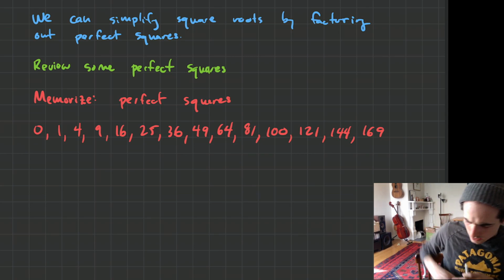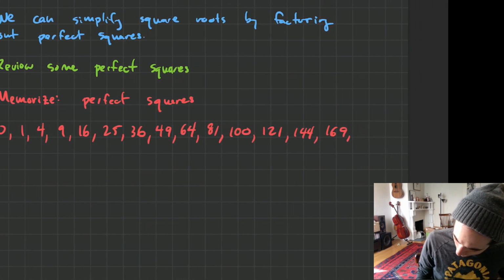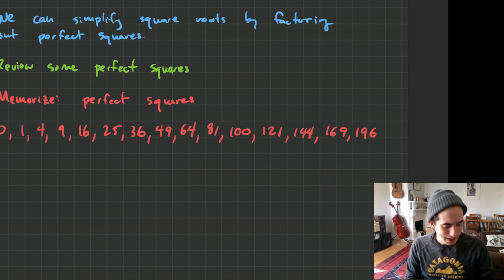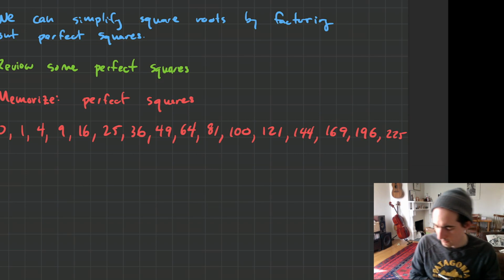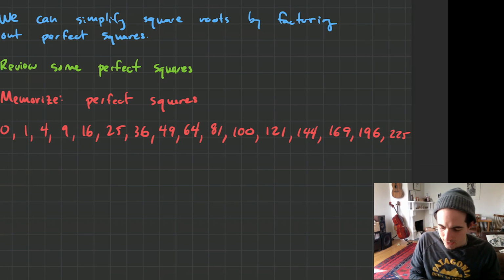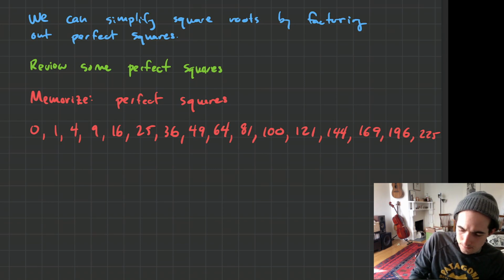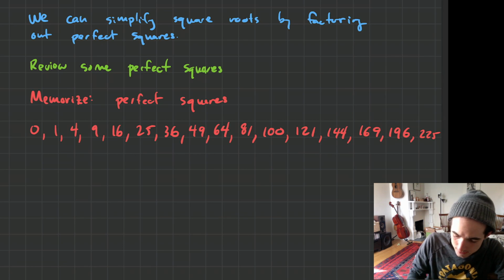If you wanted to, you could do the next one, which is 196. That's 14 squared. You could keep going, obviously; 225 is the next one, 15 times 15. I think that if you memorize this list, you'd be golden. But at the bare minimum, what I require you to memorize is up to 144. So this is the minimum.